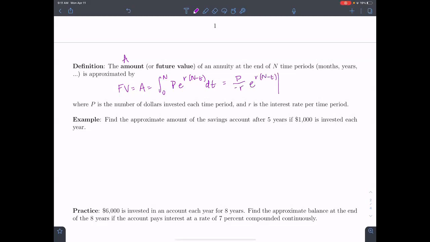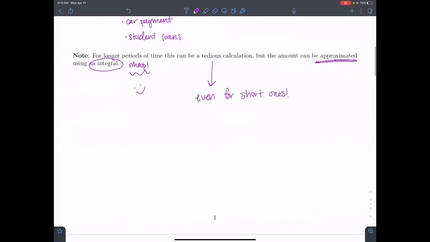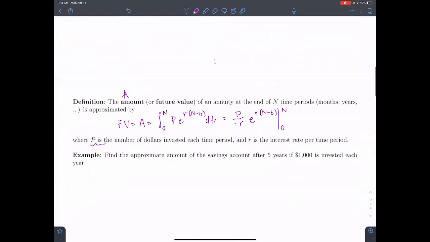Here P is the number of dollars invested at each time period. If you're making your mortgage payments, car payments, student loan payments, whatever, the value that you pay over and over each time period is P, and r is the interest rate.